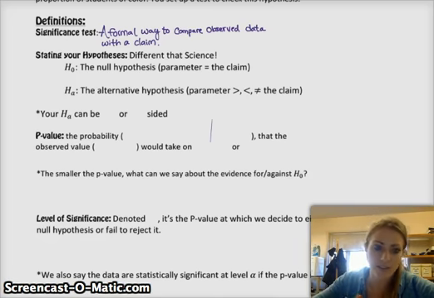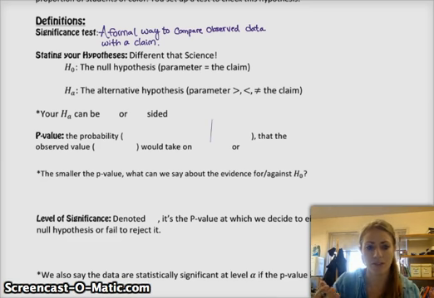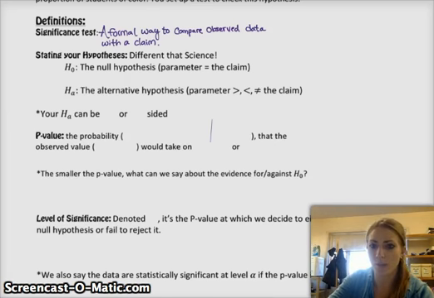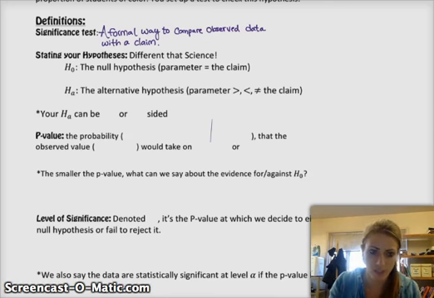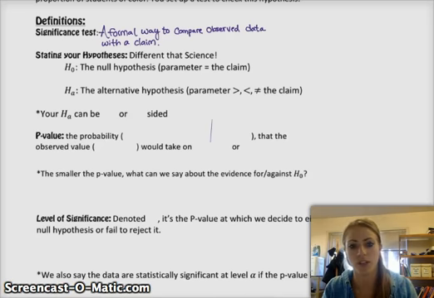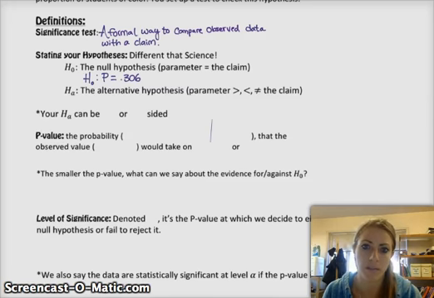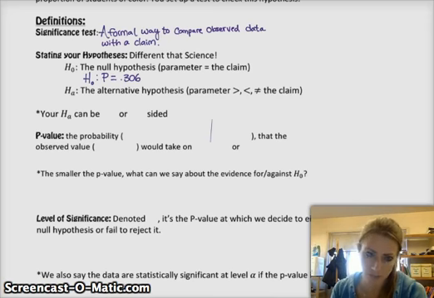So in our case, we're trying to test whether or not the Dawson population is representative of the state of Colorado. And so we would set up our null hypothesis to be that the proportion of students of color in Dawson is the same as the proportion of the state. So it looks something like this. H0, or the null hypothesis, is that P equals 0.306, which is the proportion of the state.